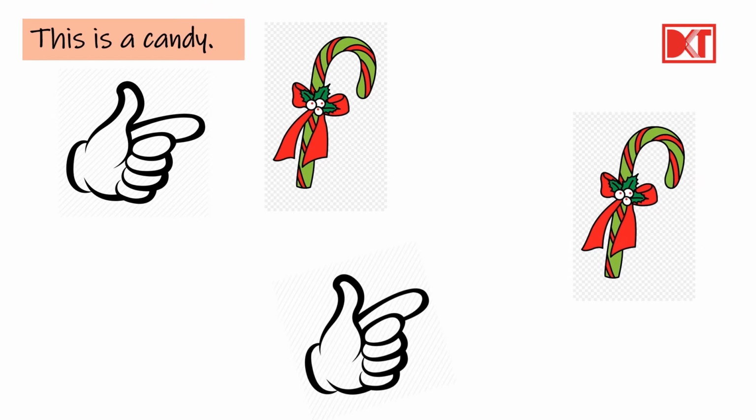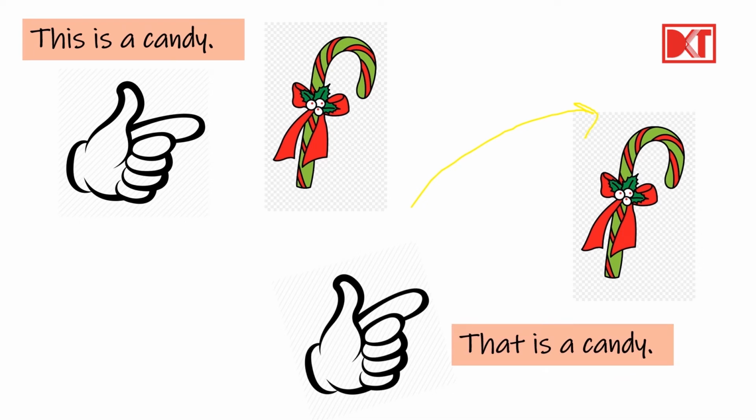Now, this hand or this person is pointing towards a candy. So what do we say? This is a candy. But if that candy is far off, just a minute. So if this candy is far off, you will say that is a candy. You're pointing it towards a far off thing, that is a candy.